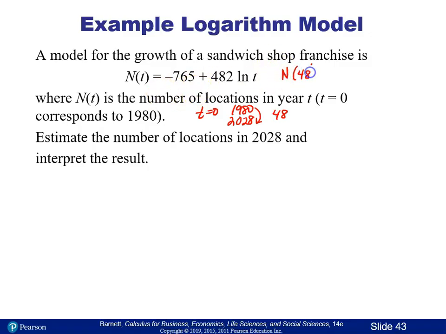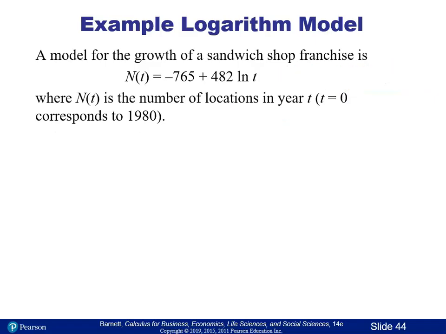So we'll have negative 765 plus 482 times the natural log of 48. So we're going to have approximately 1,101 locations after 48 years if it follows this model here. Okay, so we estimated the number of locations and we interpreted the results. So that's going to be the number of locations we would expect to have after 48 years.